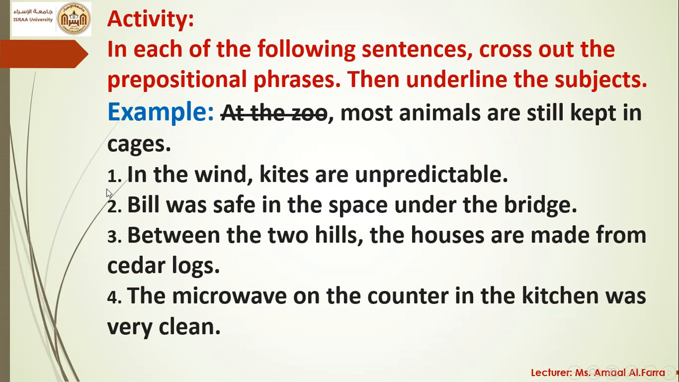Okay? We have here 4 sentences. Number 1, in the wind, kites are unpredictable. Number 2, Bill was safe in the space under the bridge. Number 3, between the two hills, the houses are made from cedar logs. And number 4, the microwave on the counter in the kitchen was very clean. So you have to cross out the prepositional phrase. Sometimes the sentence has more than one prepositional phrase, so you have to cross them out, and you also have to underline the subject, and your answers will be discussed in the Zoom session.